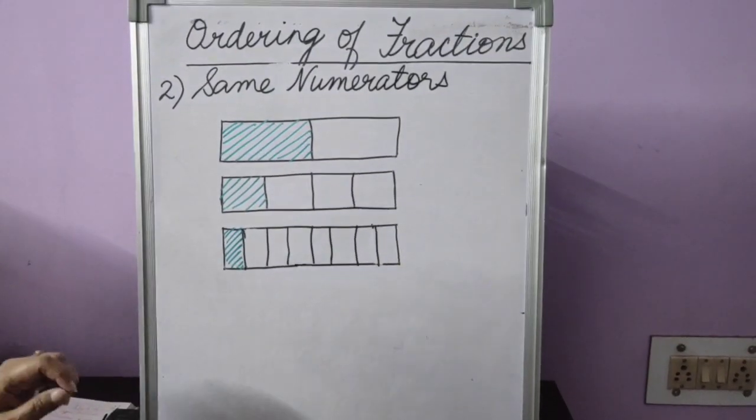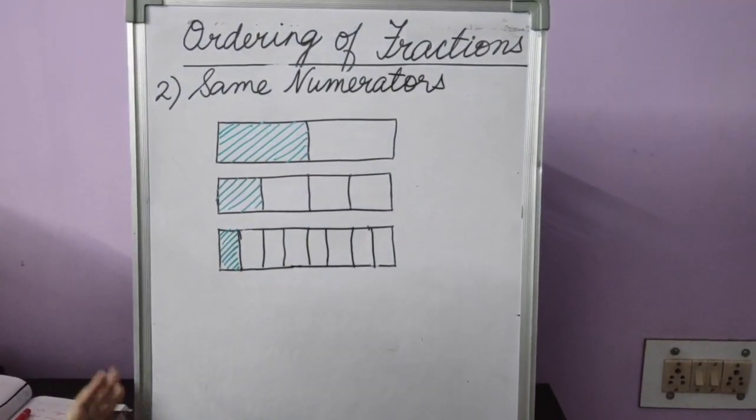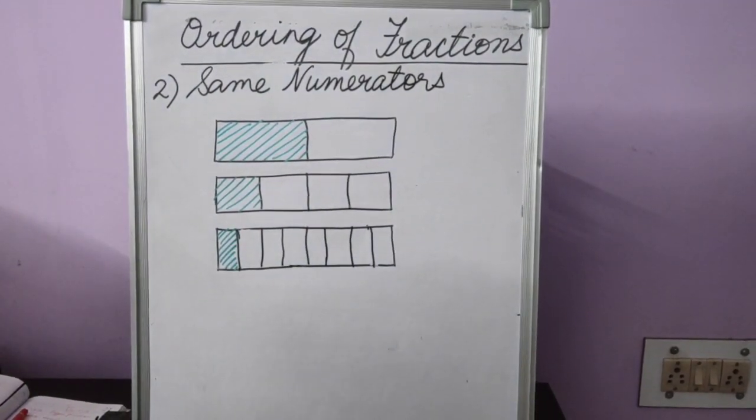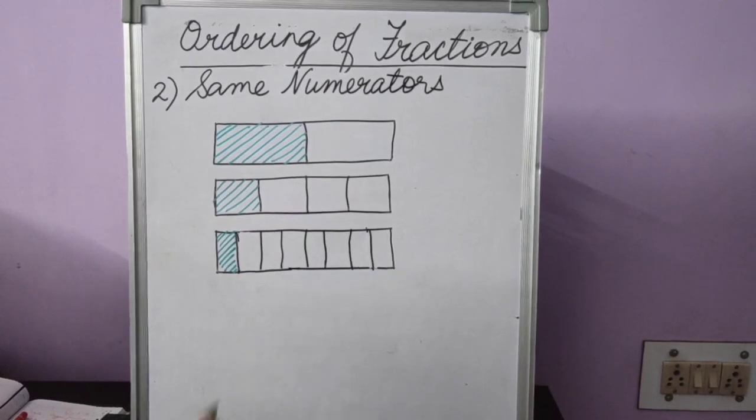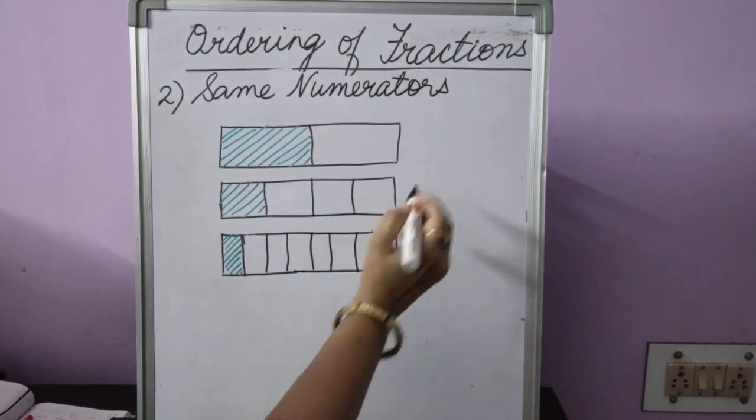Okay. Now, rule number 2, when you have the same numerators. Now, look at these figures again that I have drawn for you. Now, in the first one, you can see what is the fraction of the shaded part.